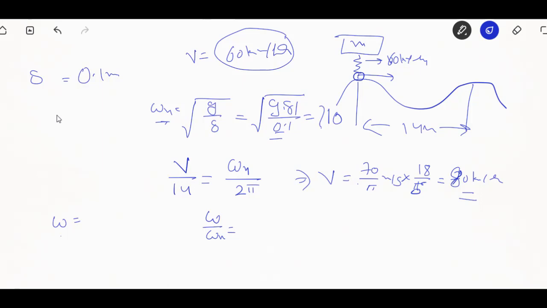Now we are calculating the frequency corresponding to the 60 kilometer per hour in which our vehicle is actually moving ahead. So the formula which we can follow here is 60 into 5 by 18 to convert it into the meter per second range, and then again 2 pi by this wavelength 14, right? So we can have here 7.47. This is just a part of calculation. Now for the omega by omega n, we have 7.47 divided by 10. So 0.747 is what we are having here.